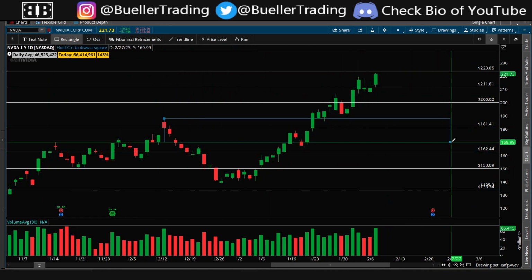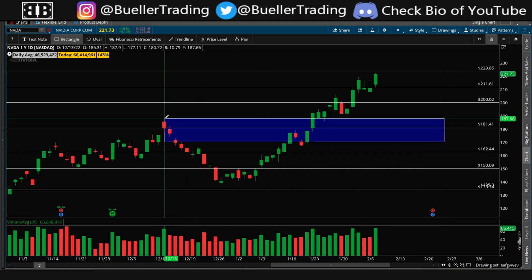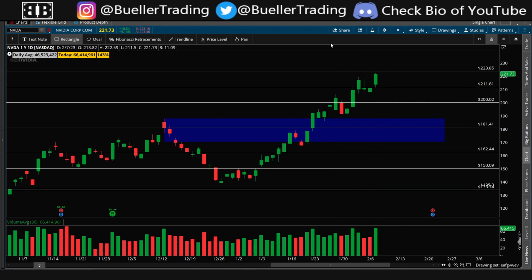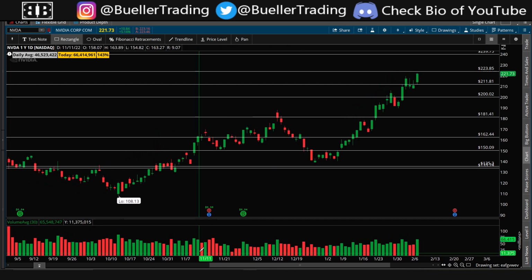I like to use zones sometimes. If I see a reversal, I'll go from the top to the open of the last green candle, and that gives me an area to look past for the future. But this is essentially an area of supply, and vice versa.